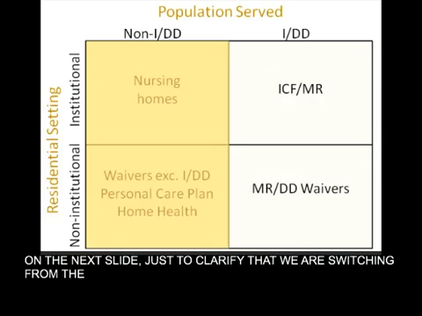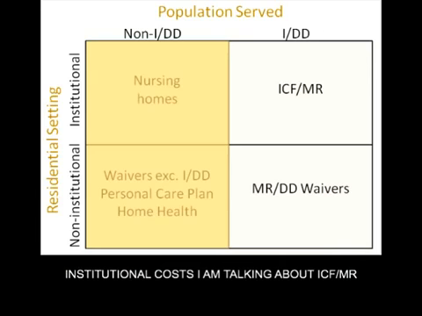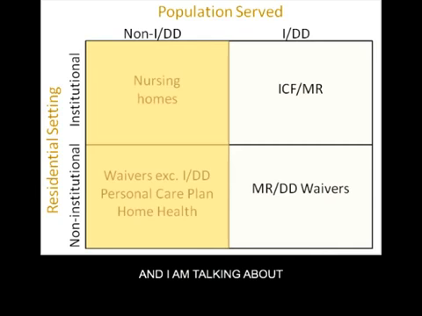So on the next slide, just to clarify that we're switching from the non-IDD population to the IDD population. And when I talk about institutional expenditures here, I'm talking about ICFMR. When I'm talking about non-institutional, all I'm talking about is waivers specifically designated for people with intellectual or developmental disabilities. They're called MRDD waivers.